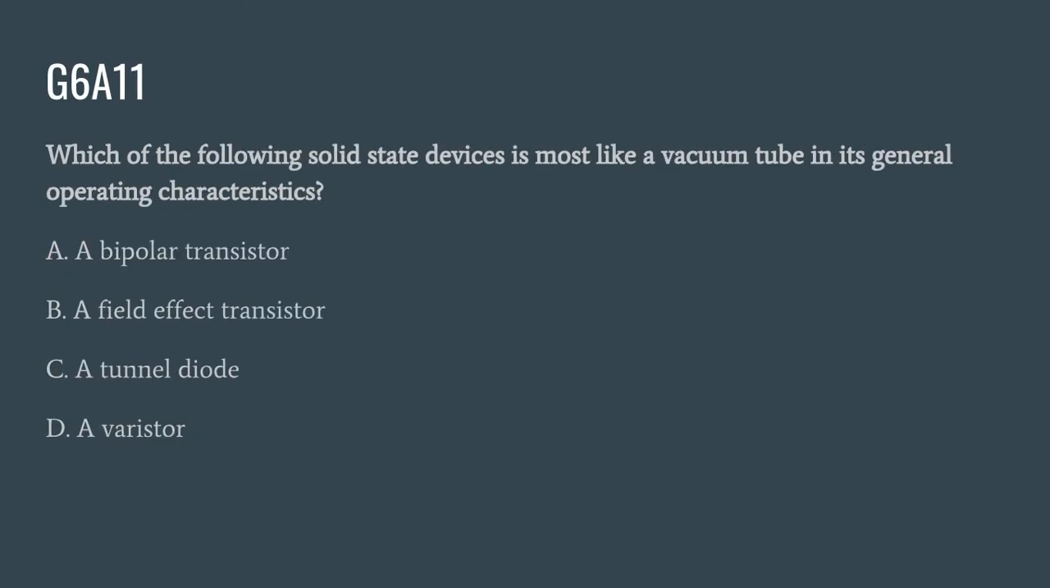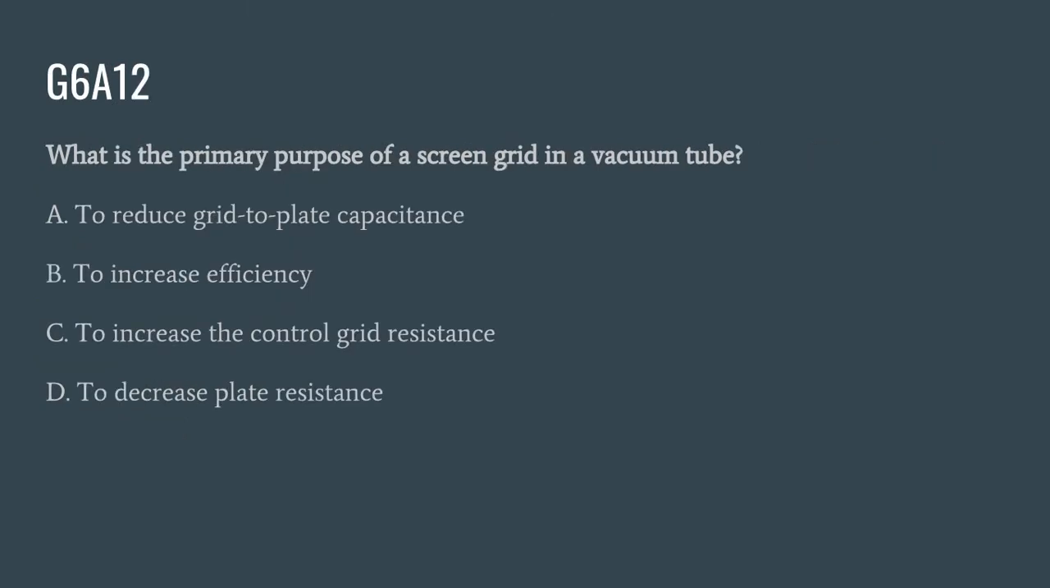G6A11, which of the following solid-state devices is most like a vacuum tube in its general operating characteristics? A, bipolar transistor, B, a field effect transistor, C, a tunnel diode, or D, a varistor? Correct answer B, a field effect transistor.